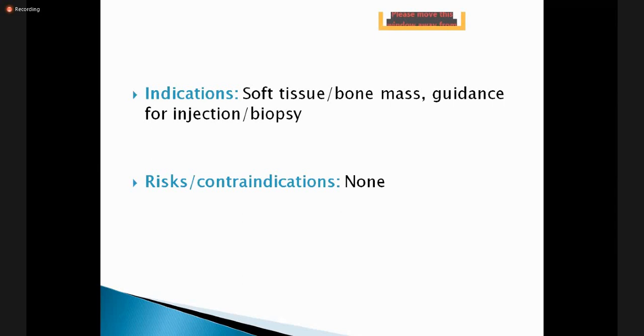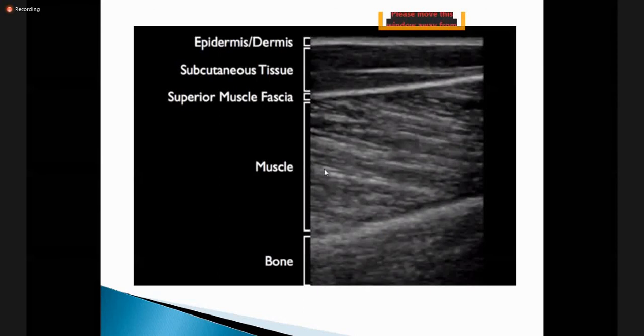Indications: a soft tissue or bony mass, guidance for the injection of any steroid, or for sclerotherapy, or a nerve block, and for the biopsy of the lesion. Contraindications are usually not there, because it is non-ionizing radiation, so there is no risk of ionization. We can use it safely in a pregnant woman, and no contrast is given, so there is no issue of allergic reaction.